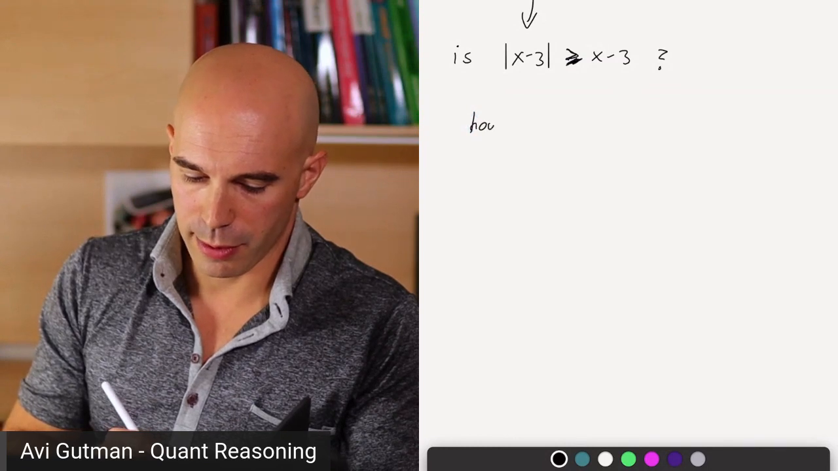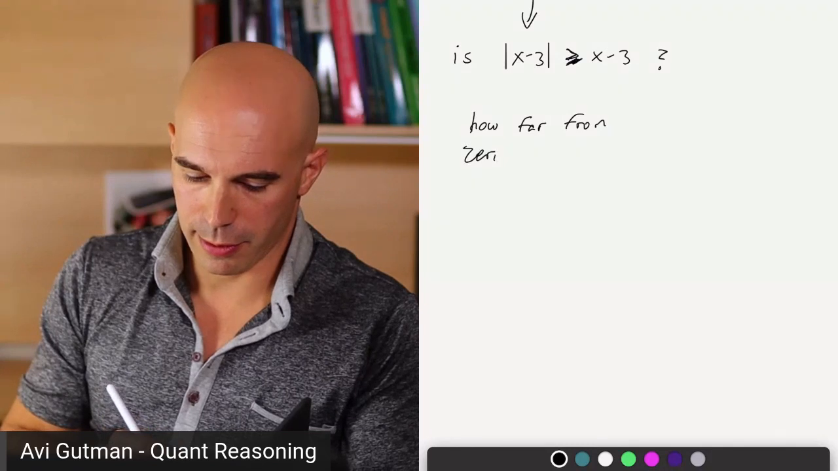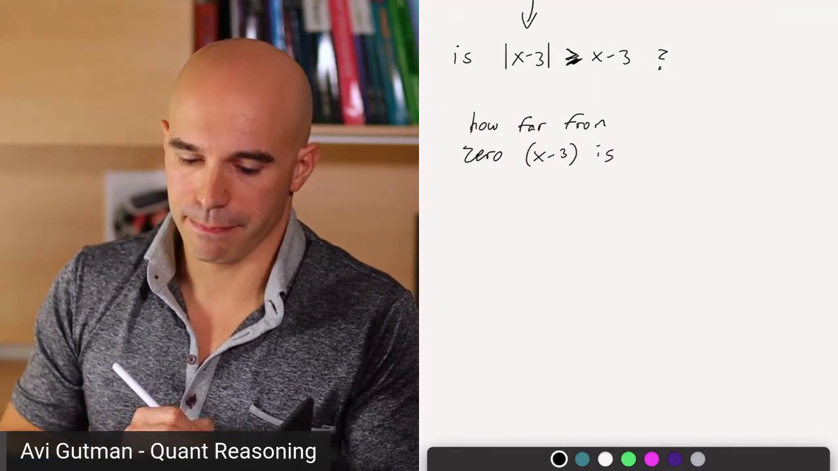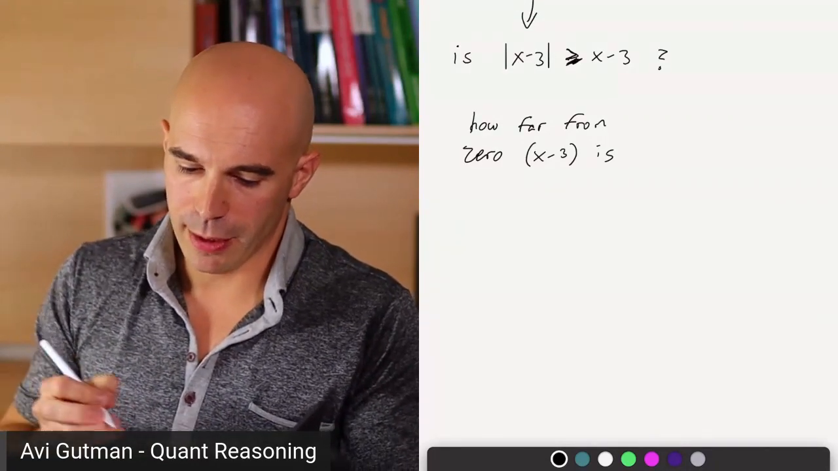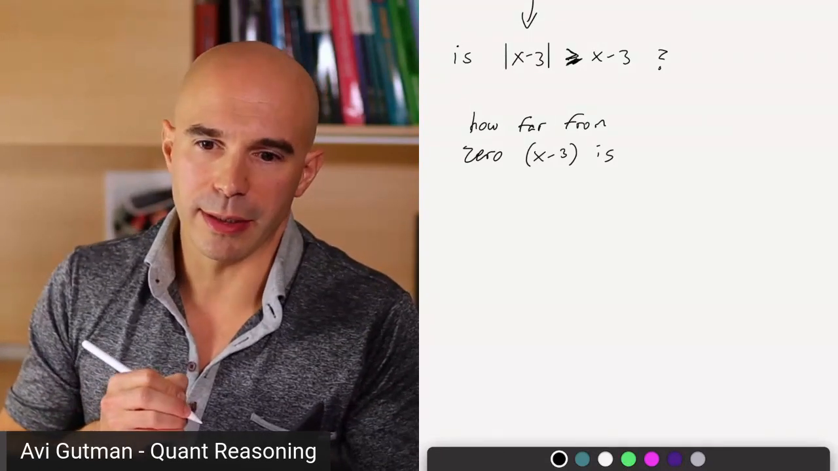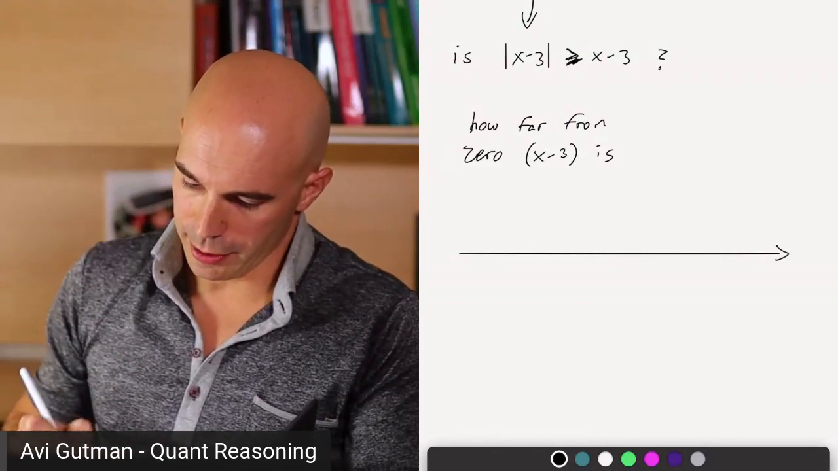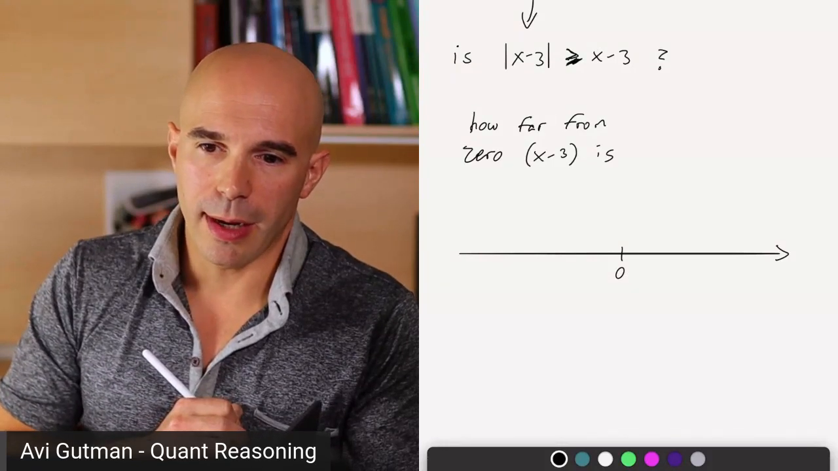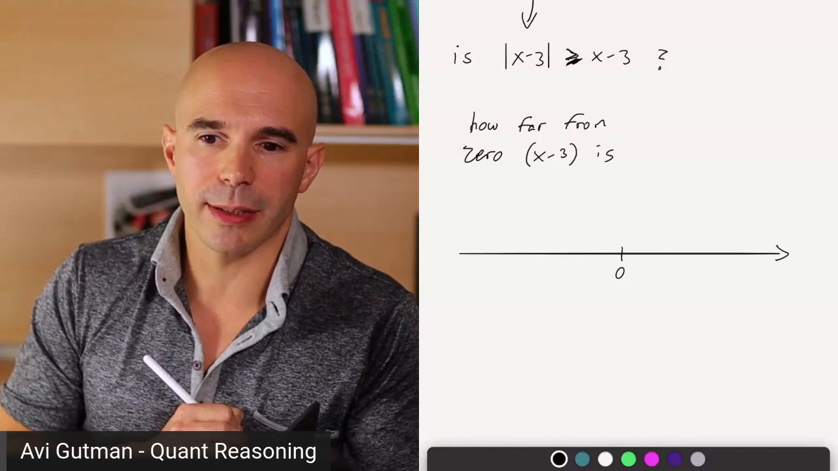how far from 0 x minus 3 is. Right? It's the distance from 0 of x minus 3. And they want to know whether or not that distance is at least x minus 3. Well, here's a number line. Here's 0. And we're talking about how far away from 0 x minus 3 is.